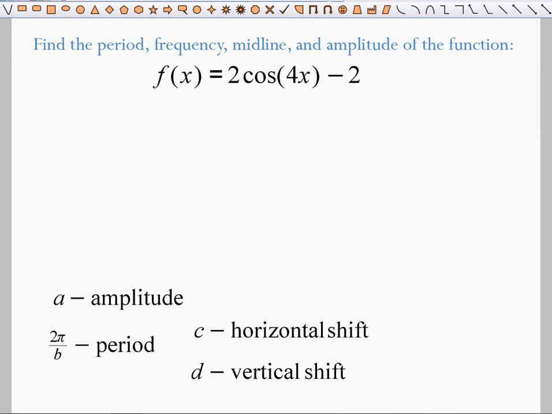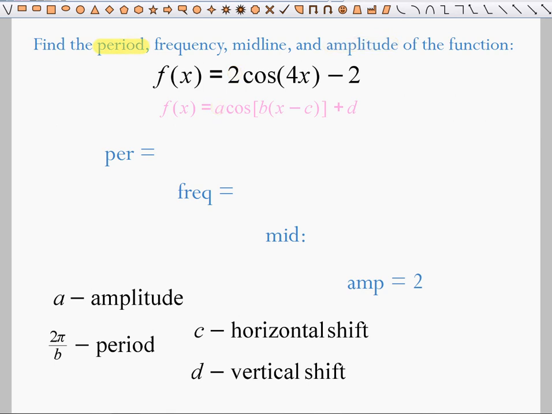So let's take a look. Here's a cosine function. Let's find the period, frequency, midline, and amplitude. First of all, remember the form. We're just going to compare it to the form. The easiest one to find is amplitude, right? The coefficient out front, amplitude is 2.